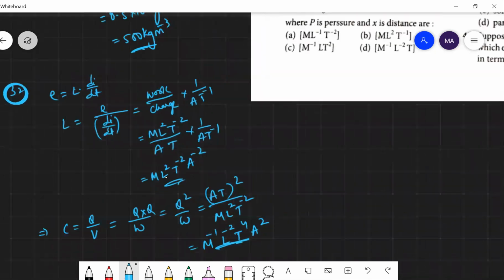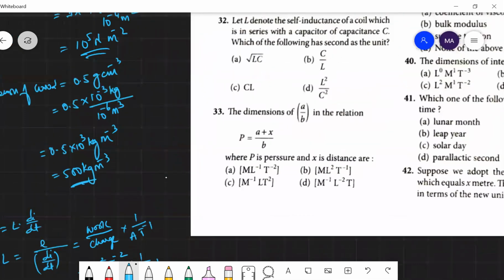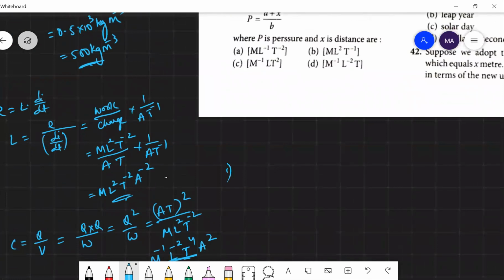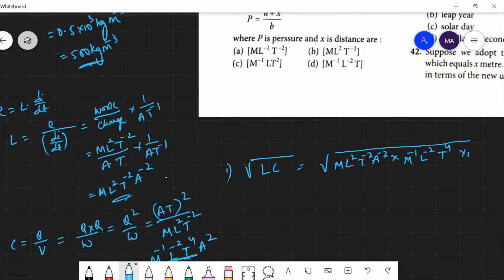Now we need to cross-check with all the options given. Let us try the first option, that is under root of L into C. See how much I'm getting. Under root of L, which is M L square T power minus 2 A power minus 2, into C, where C is M power minus 1 L power minus 2 T to the power of 4 A square.